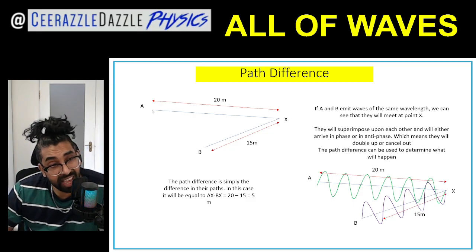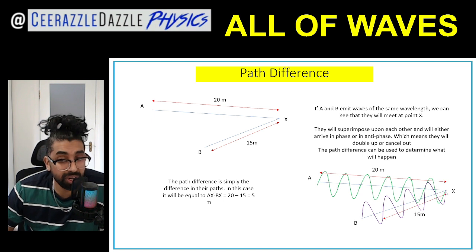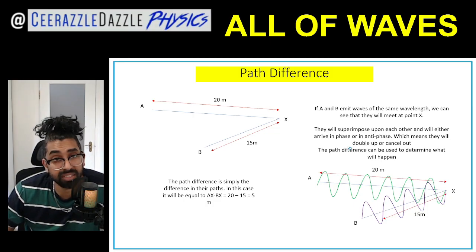So look, let's say A releases a wave. Yes, it's traveling outwards over here. And B releases a wave as well. It's traveling outwards over here towards point X. Well, we can determine if it arrives in phase or in antiphase based upon the path difference. So it's all about the path difference, which I'll explain in a minute over here. So the path difference will help us to determine if waves arrive in phase or in antiphase.